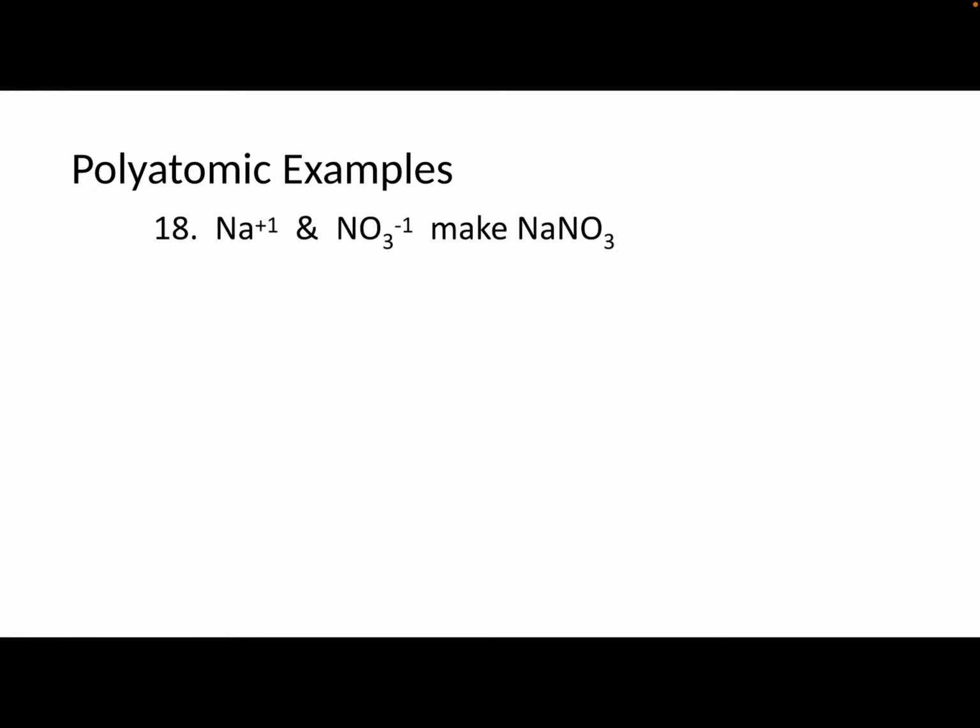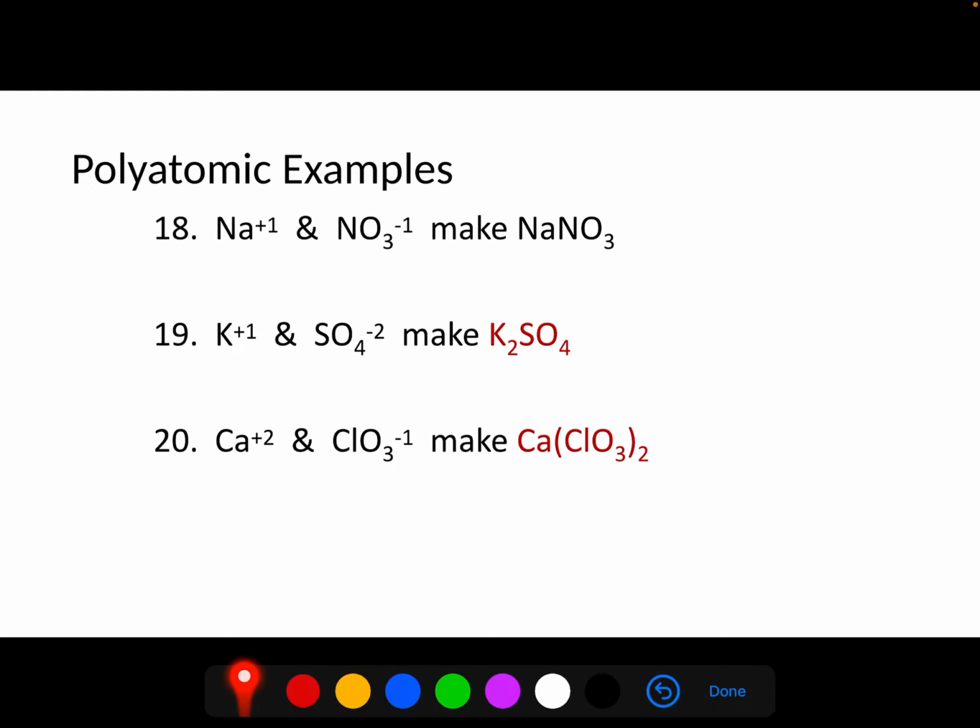Here are some examples. We've got sodium with a +1 charge and nitrate. You need 1 of each to cancel. So you get NaNO3. And again, this is named sodium nitrate. And if you put nitride, that would be wrong.